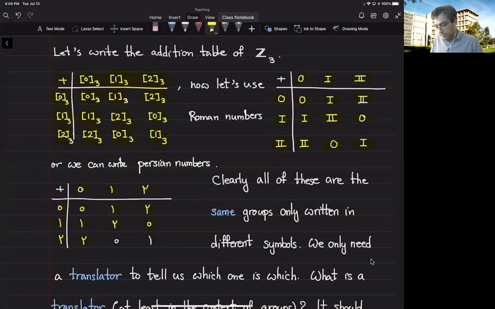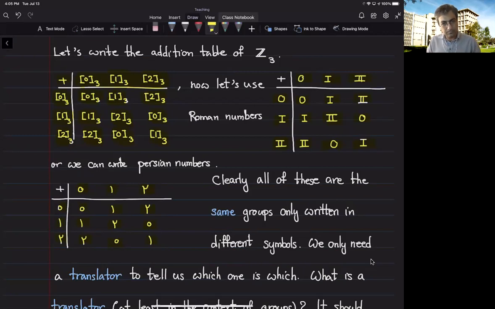Now, here is a question. Am I writing different groups, or are all of them Z sub 3? One can argue that they are not Z sub 3. They are kind of different. This one has these kinds of symbols as elements. But this one has these kinds of symbols as elements. And in Persian, I have these symbols for elements. So strictly speaking, as sets, they are not the same sets, and therefore they are not identical groups.